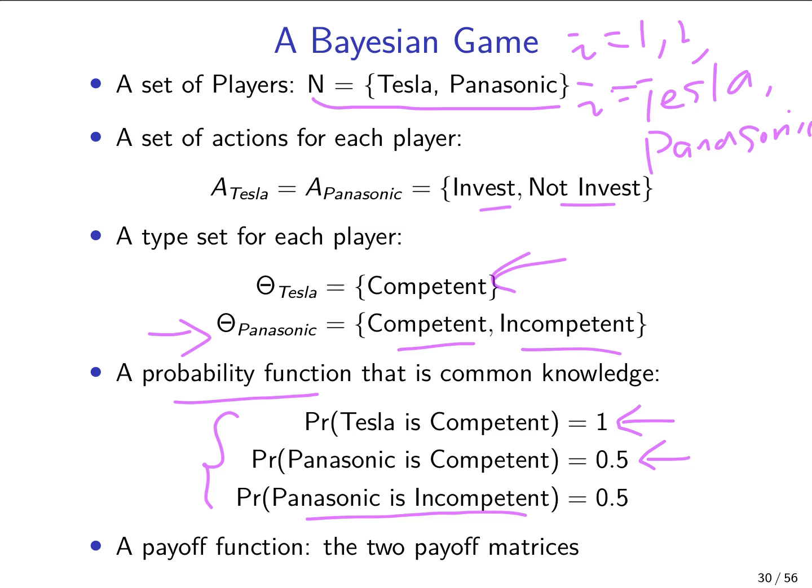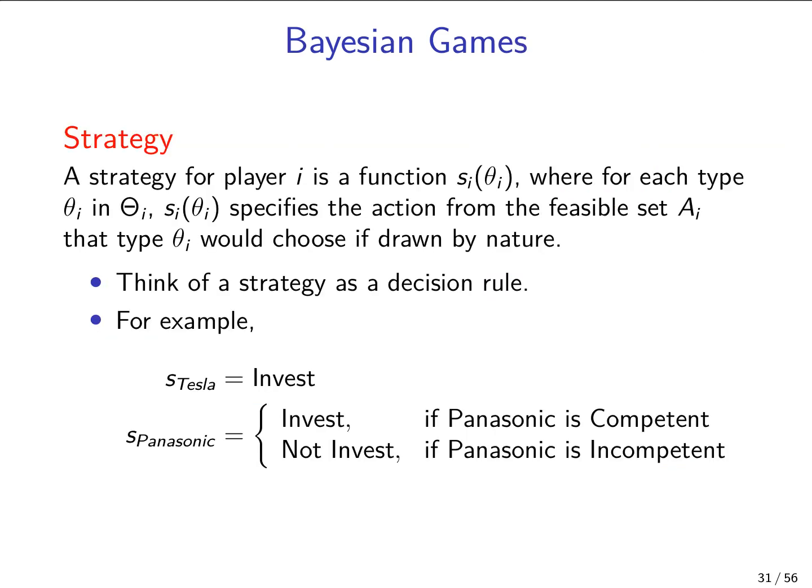Okay. Moreover, this is common knowledge. Everybody knows about this distribution and knows about each other's understanding of this knowledge as well. And moreover, there's a payoff function, which is in this case a matrix, which tells us how the payoff depends on the actions and the types of players. Okay, so for this Bayesian game, we could extend our understanding of strategy that we described before.